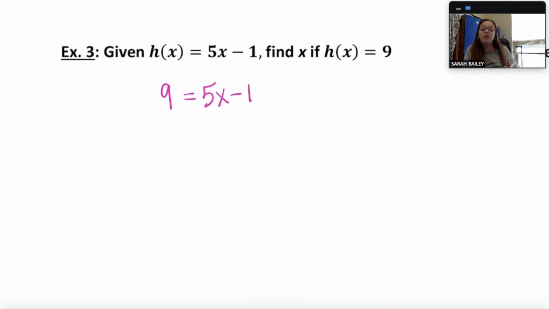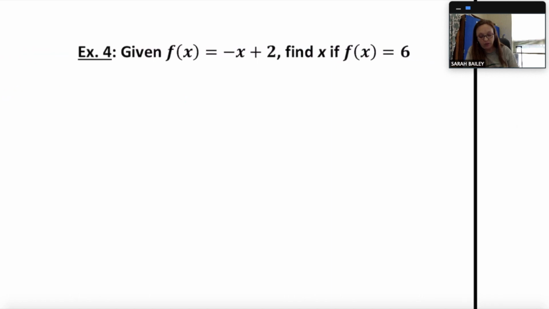So we already know how to do this. So we'll add 1 on both sides. 10 is equal to 5x. Then divide both sides by 5. 10 divided by 5 is 2. So if h of x is equal to 9, then x would be 2.